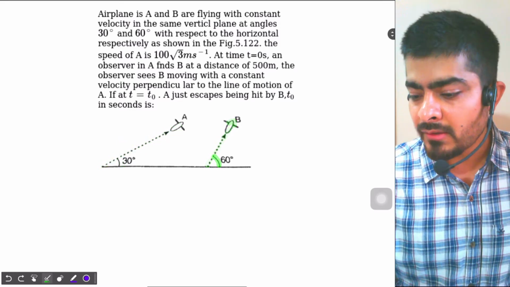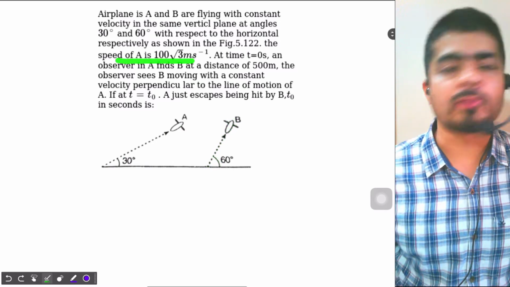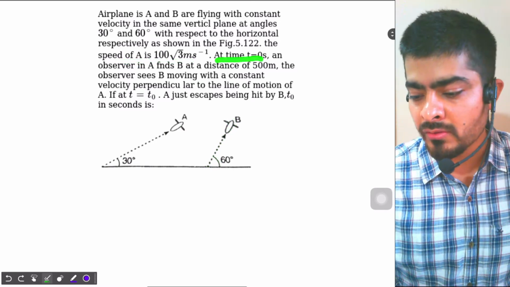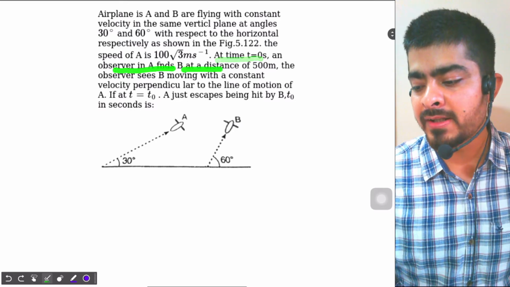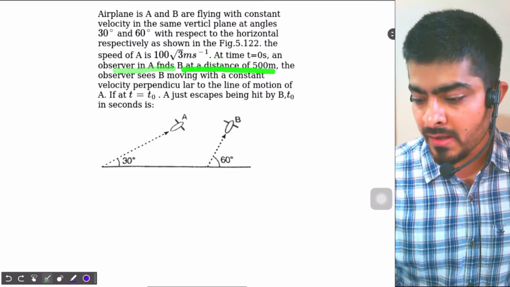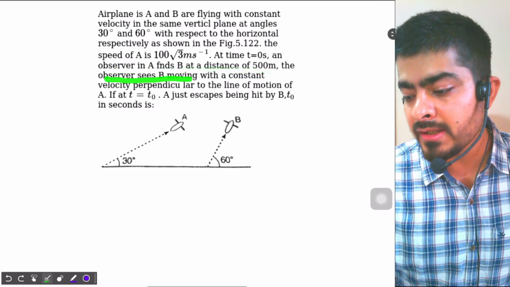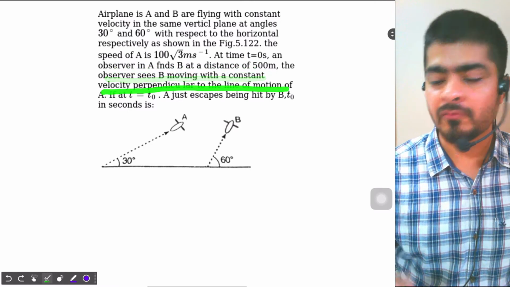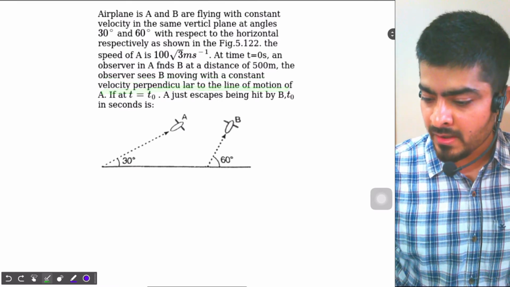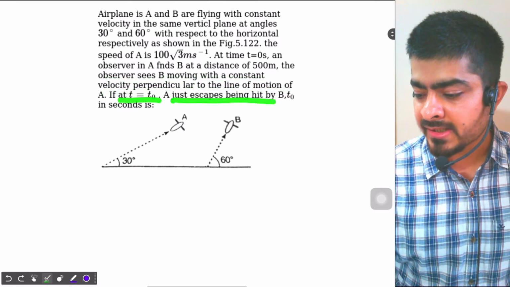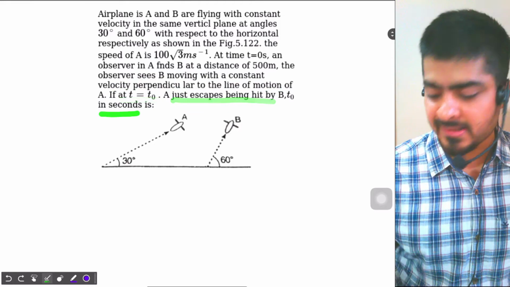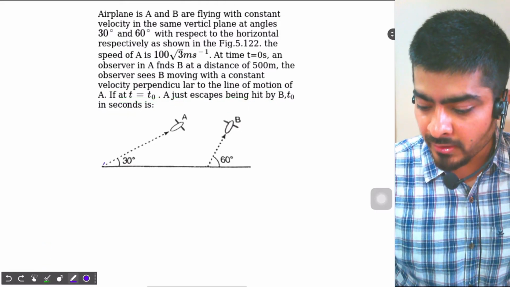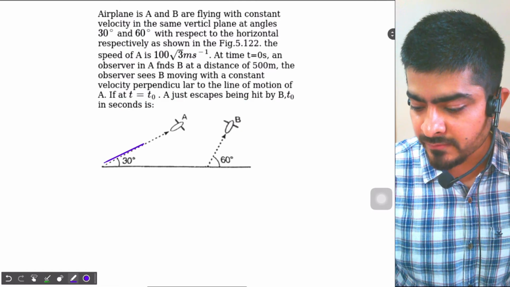Right. Now the speed of A is given to be 100 root 3 and at time t equal to 0, an observer in A finds B at a distance of 500 meters and sees B moving with a constant velocity perpendicular to the line of motion of A. If at t equal to t naught, A just escapes being hit by B, what is t naught in seconds? So understand first of all, the velocity of A will be along this direction.